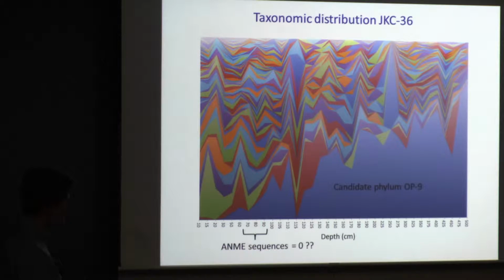But one thing we did get out of this was the dominance of one group as you go down core, and this is a candidate phylum among the bacteria called OP9. So candidate simply means that no one's been able to grow it. But despite that fact, people have isolated, in this case, a single cell and sequenced the genome. So through genome reconstruction, we know something about this group.